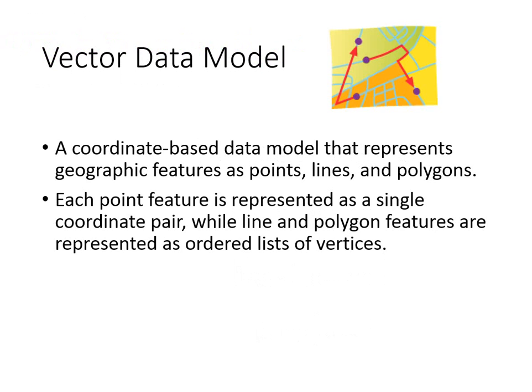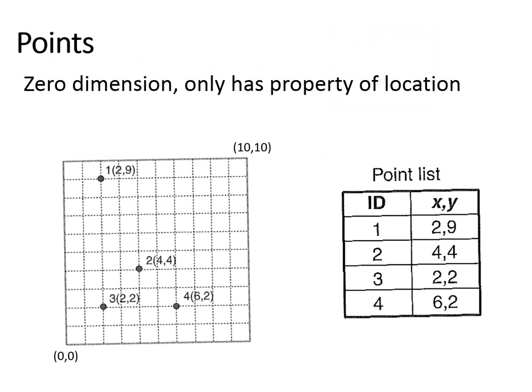So vector data. Vector data is coordinate-based data, and represents geographic features as points, lines, and polygons. And vector data is very interesting because there is no fuzziness associated with vector data. It's very exact, and I'll show you some examples of what I mean.